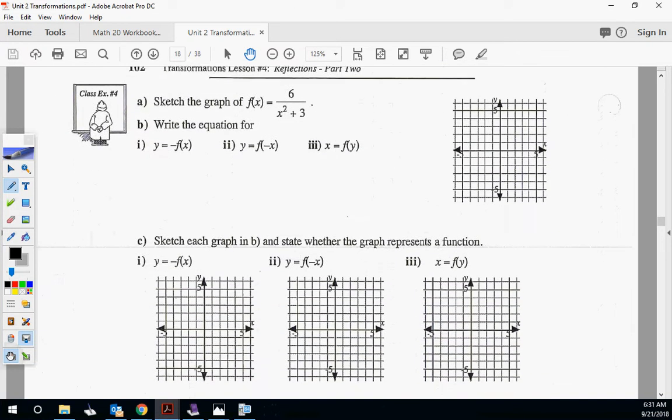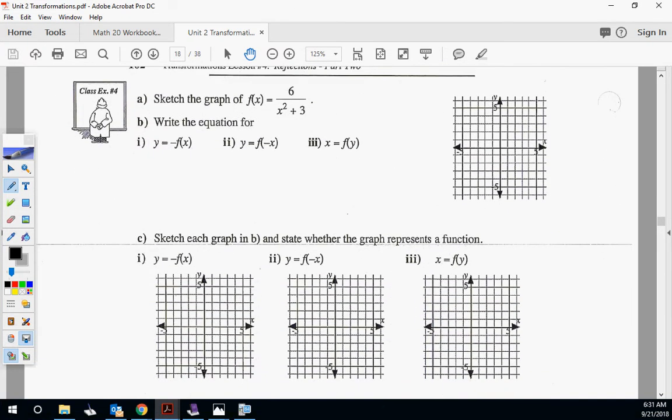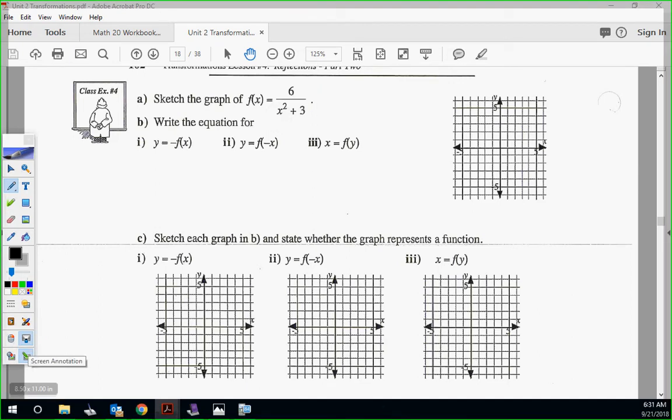All right, so sketch the graph of f of x equals 6 over x squared plus 3. So we can sketch that first. You can just plot some points if you want. There is no way to get 0 on the bottom, because the only way would be if x squared could be negative 3, which it never will be. So if you're starting to think about asymptotes and stuff, just slow down a bit. We're not doing that yet.